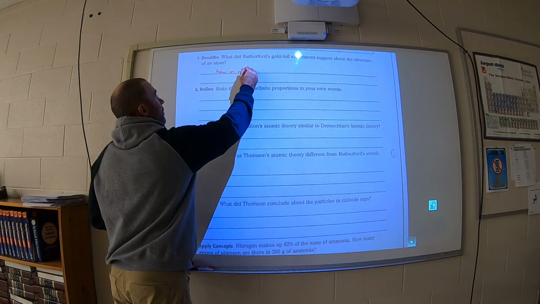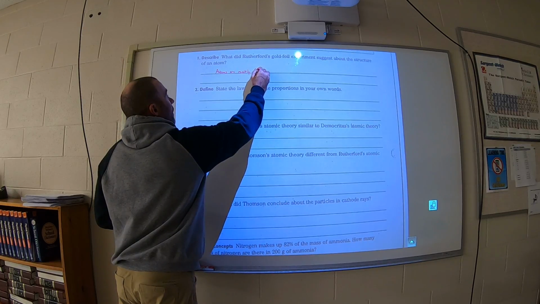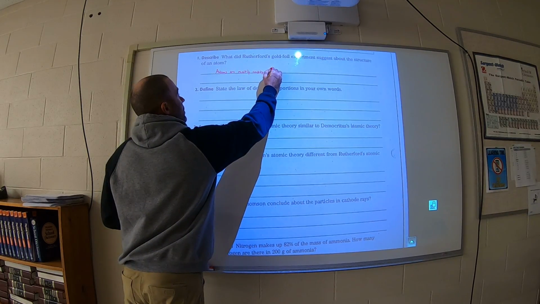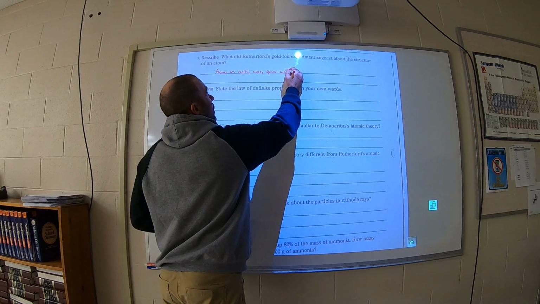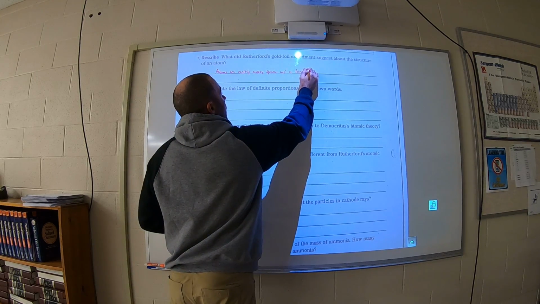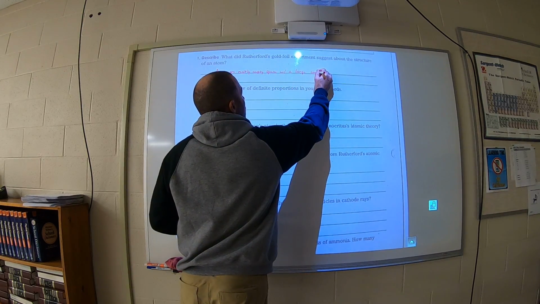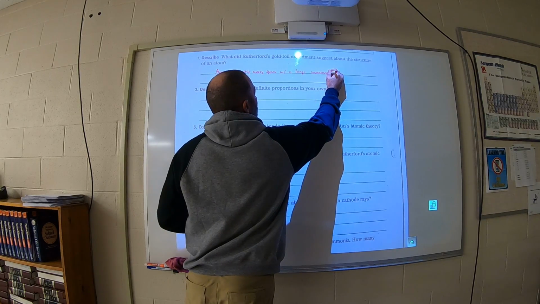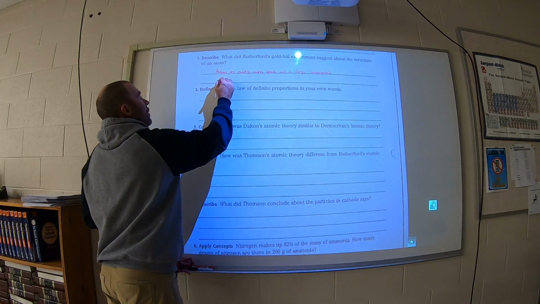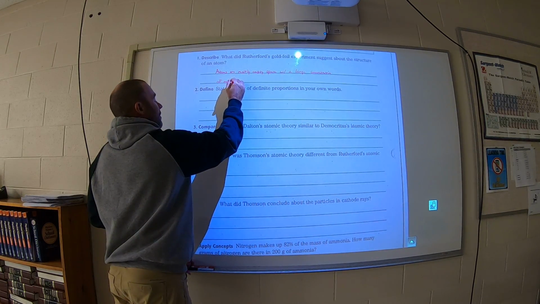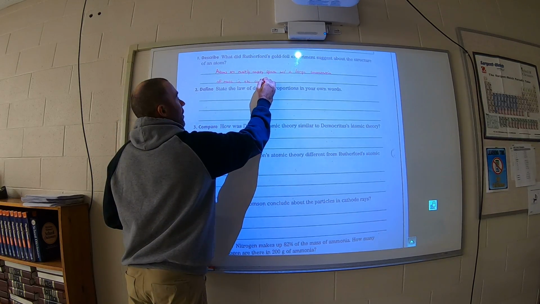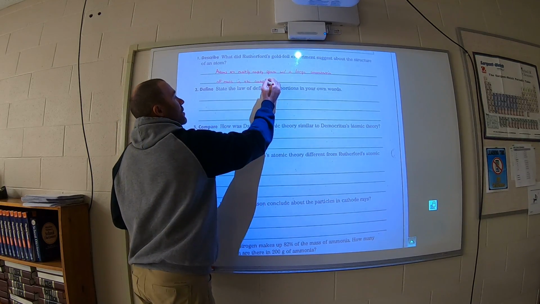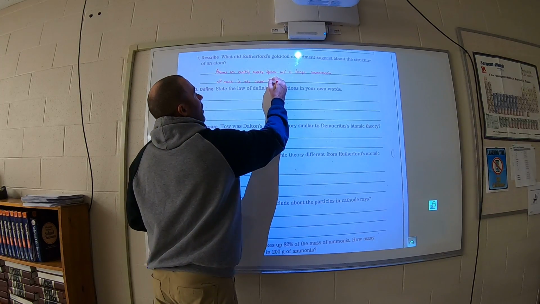Atoms are mostly empty space with a large concentration of mass in the center. That's supposed to be an E there, that he called the nucleus.